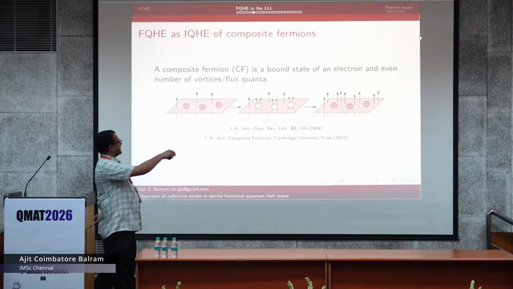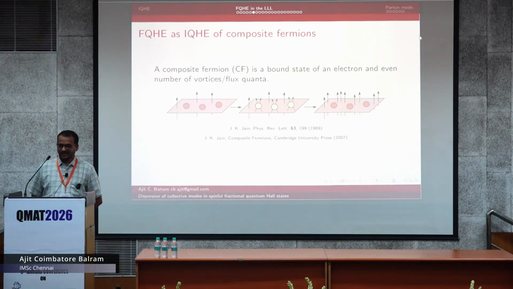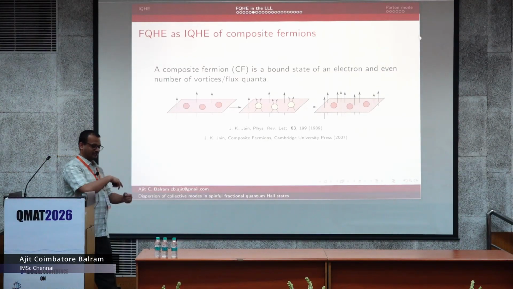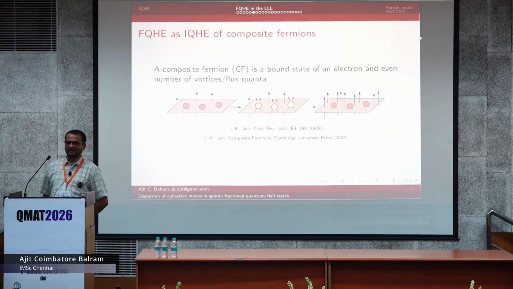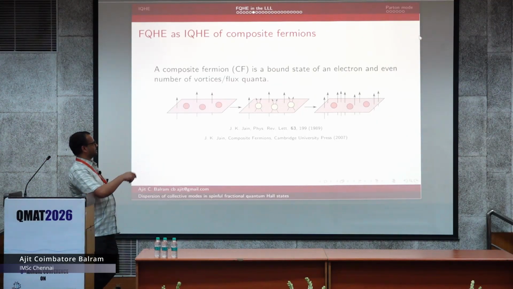A composite fermion by definition is a bound state of an electron and an even number of vortices. And in many contexts, you can view the vortex as also a flux quanta, because if you go around a vortex, you pick up a phase of 2 pi. And the same thing happens if you go around a flux quantum. So you can think of the composite fermion as being a bound state of an electron and an even number of flux quanta.